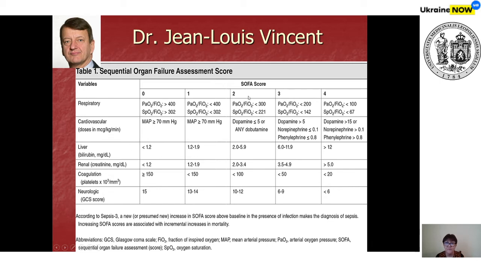You can see in the SOFA score, some parameters are scored from 0 to 4 points. It's respiratory, cardiovascular, mean arterial pressure or need for vasopressors, liver function by bilirubin level, creatinine level for renal function, platelets for coagulation, and neurologic state using the Glasgow Coma Scale.